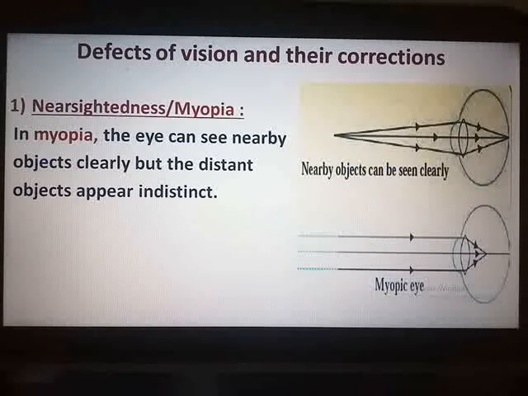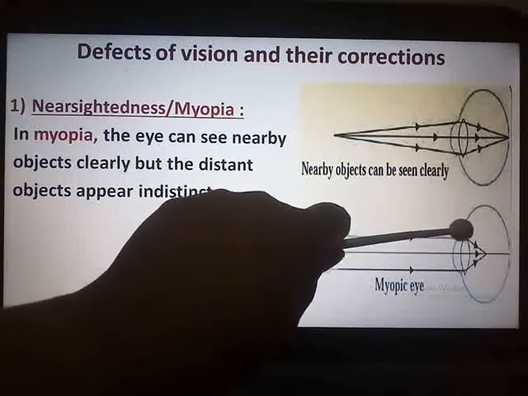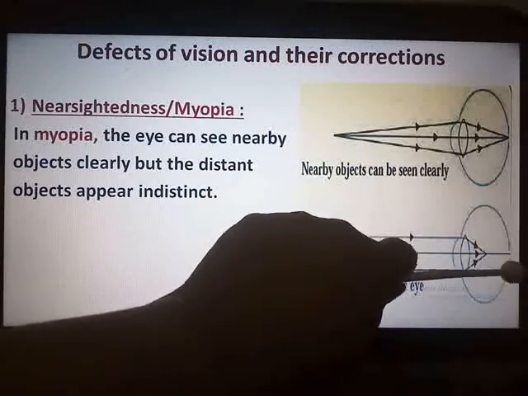These people are not blind. So you cannot say that the far away objects cannot be seen at all. But the far away objects cannot be seen very clearly. So what you can say over here, the far point of the eye is not at infinity but shifts closer to the eye. So in nearsightedness, you can see that the image of the object, here it is the retina.